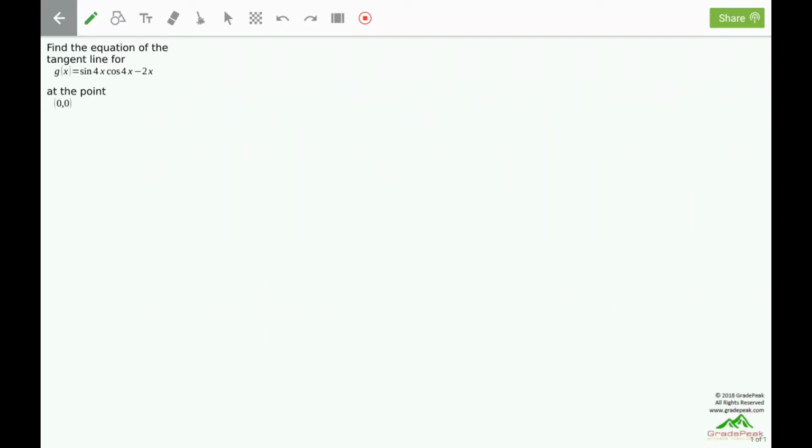Find the equation of the tangent line for g of x equals sine 4x cosine 4x minus 2x at the point 0, 0. To find the equation of the tangent line, we need the x and y coordinates of the point, and those were both given right here, as well as the slope of the tangent line, which is the derivative. So we are going to need to take the derivative of g of x, which is sine 4x times cosine 4x minus 2x. That first term is a product of two functions.